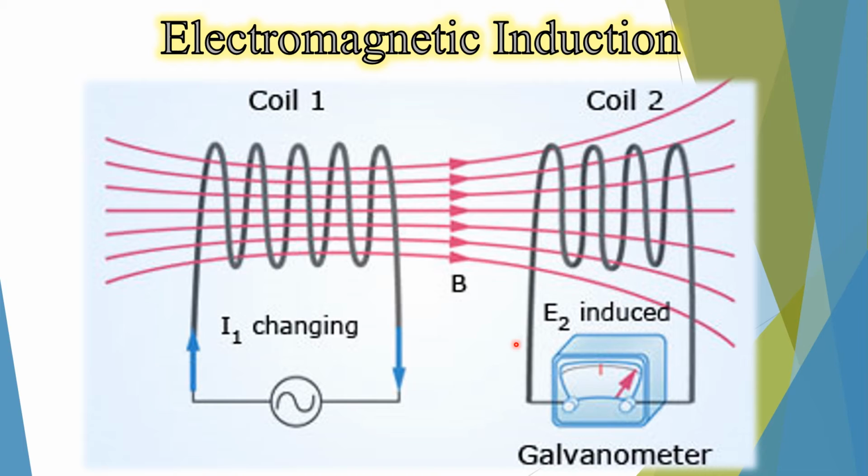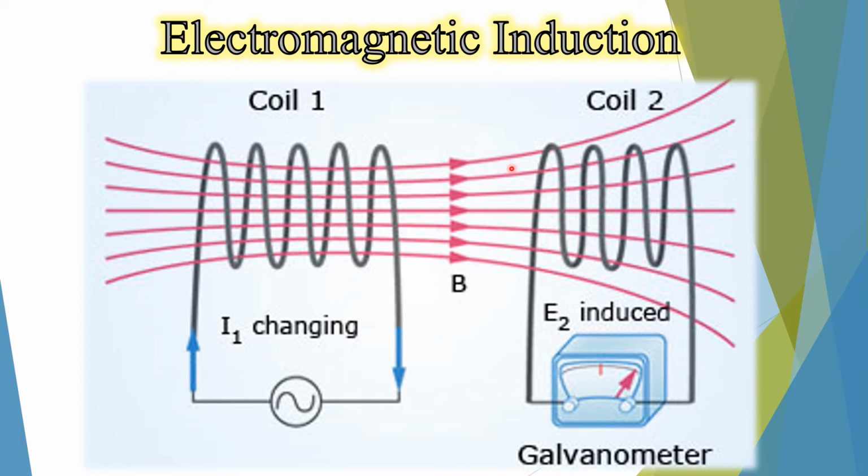So EMF as well as current is induced through this coil, which can be shown with the help of this galvanometer when the current through coil 1 is changing, or due to the movement of the coil, the flux linked with coil 2 is changing. Due to the change of flux linkage, we can have EMF as well as current through this coil.